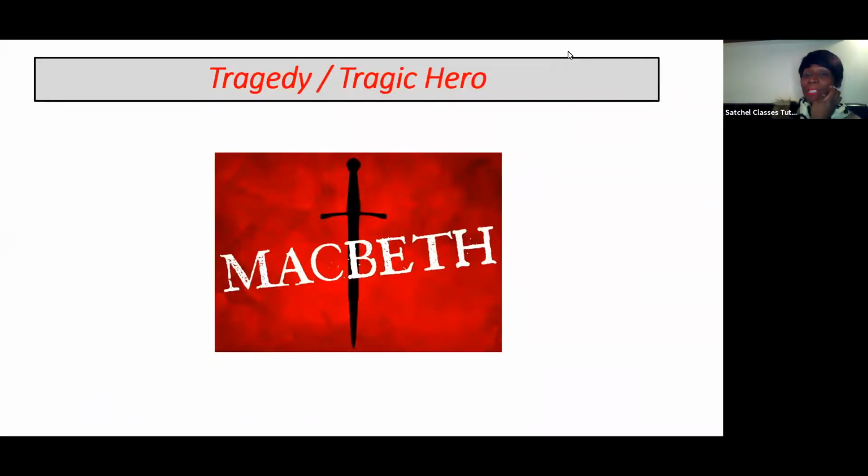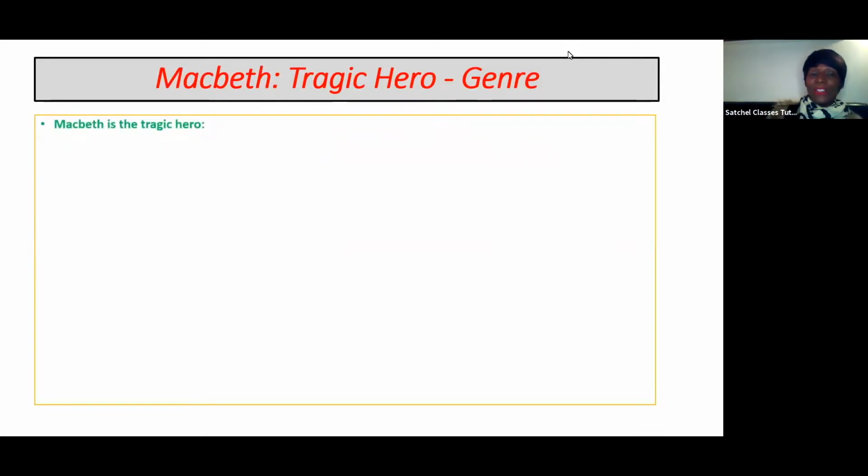Now, first thing we need to talk about in terms of understanding the bigger picture is the genre. Macbeth, as you will know, is a tragedy, and Macbeth, the eponymous hero, the hero who is named after the play, is a tragic hero. Now, what does that mean? Well, it's a little bit like Superman and Kryptonite. He's really strong, he's really powerful, but he has a weakness, and that weakness could lead him to death. So Macbeth is a tragic hero.